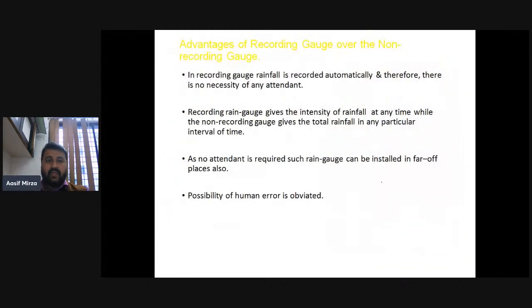Now what are the advantages of the recording gauge over the non-recording gauge? In the recording gauge, rainfall is recorded automatically, and therefore there is no necessity of any attendant. The recording rain gauge gives the intensity of rainfall at any time, while the non-recording gauge gives the total rainfall in any particular interval of time. So no attendant is required. Such a rain gauge can be installed in far off places also, and the possibility of human error is obviated. So no doubt the recording rain gauge is far better than the non-recording gauge.